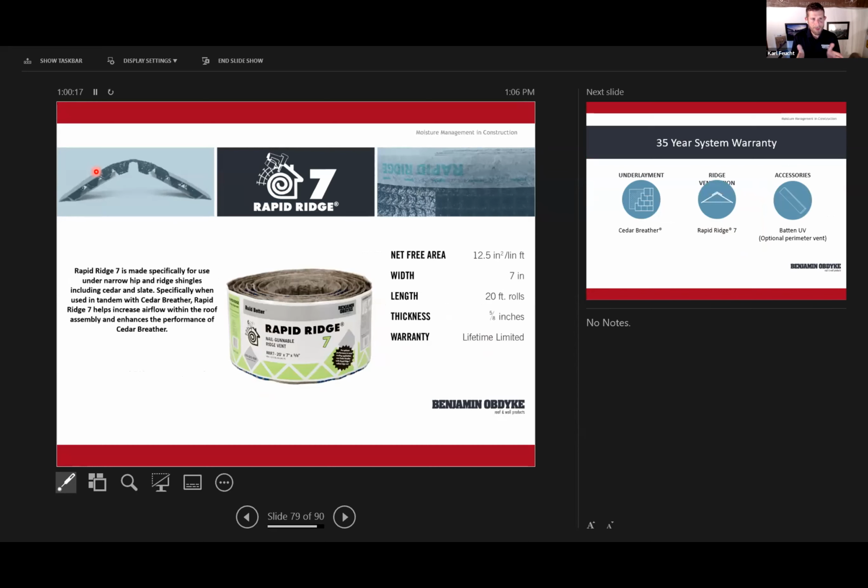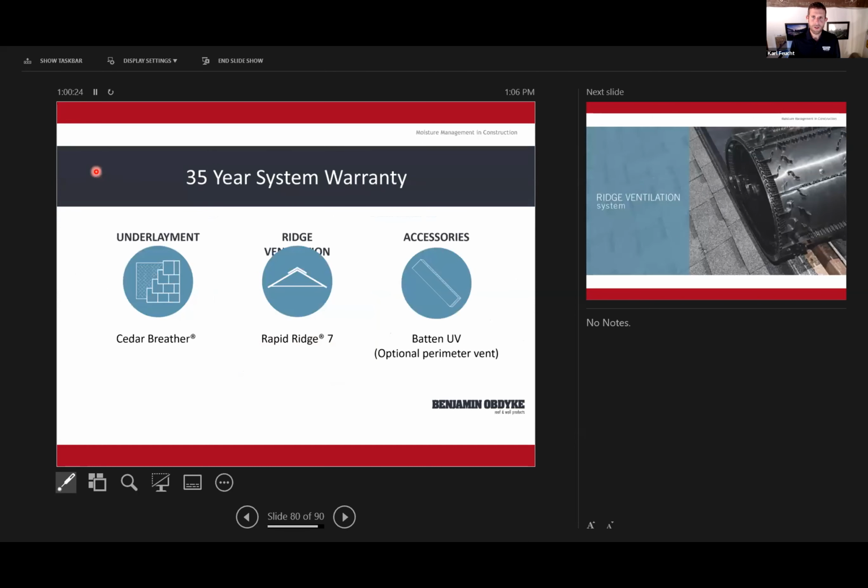It's specifically made narrow to fit under that hip and ridge. And when you use those two together, you get a 35-year system warranty. So again, we think in terms of systems. So that's my presentation.